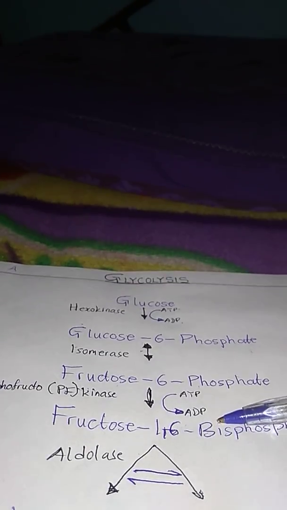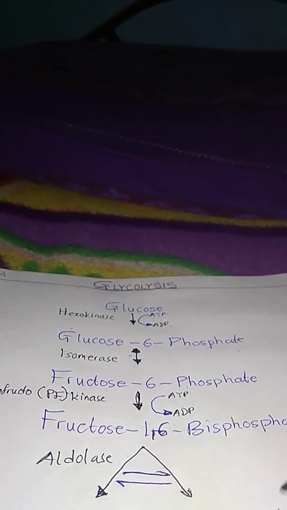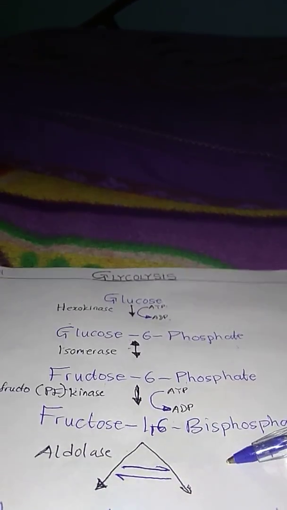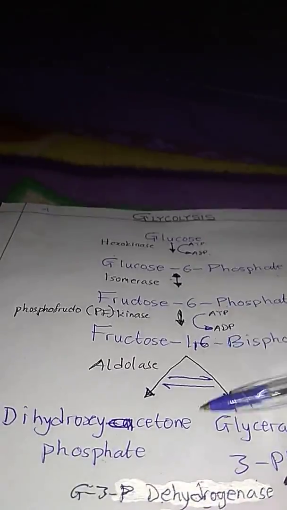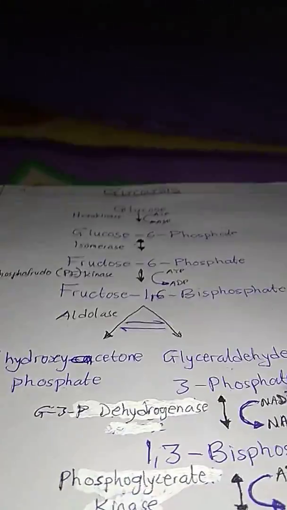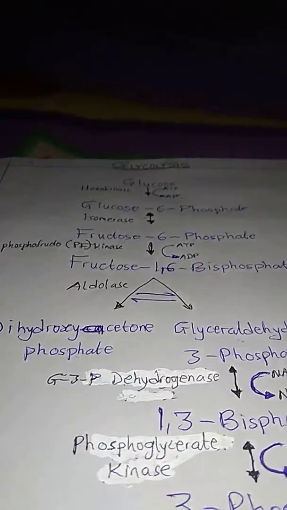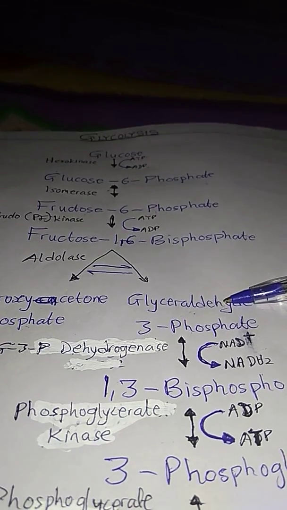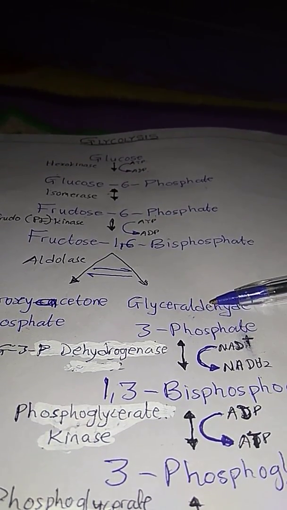This fructose 1,6-bisphosphate is an unstable molecule, so it is split into 2 compounds. Fructose 1,6-bisphosphate is a 6-carbon compound, so it will be divided into two 3-carbon compounds, that is dihydroxyacetone phosphate and glyceraldehyde 3-phosphate. And this reaction is catalyzed by the enzyme aldolase.